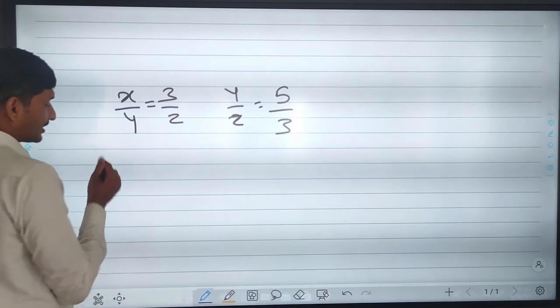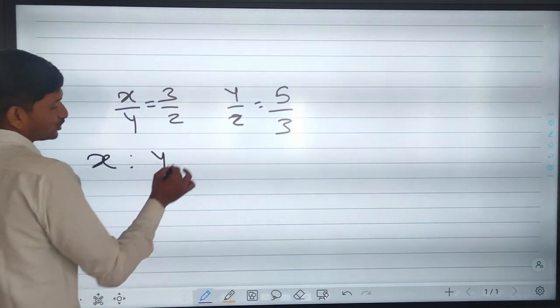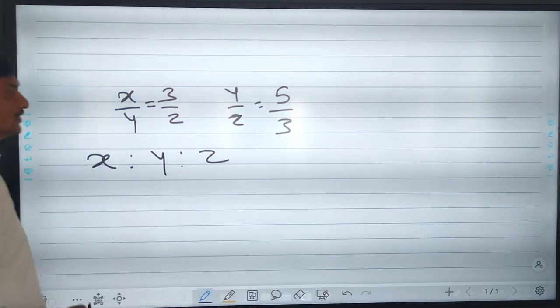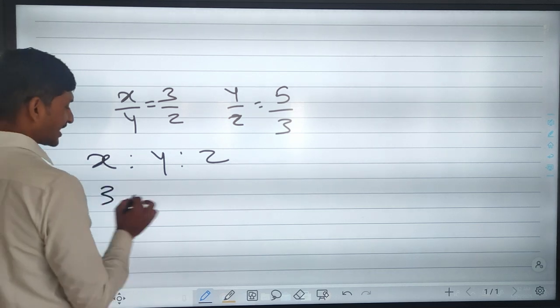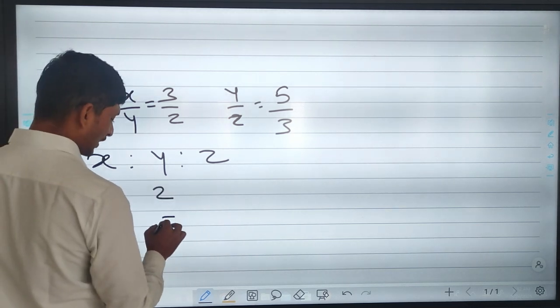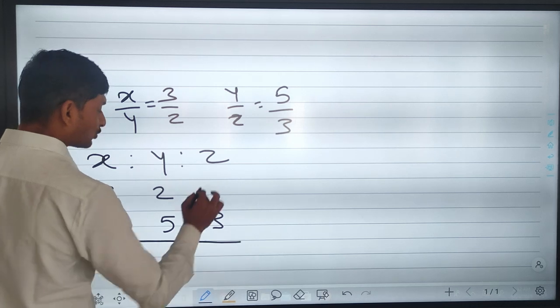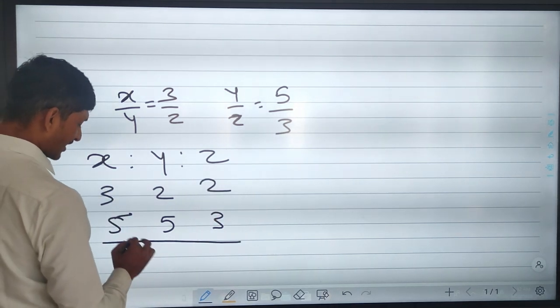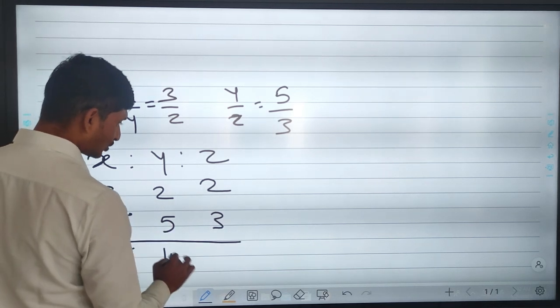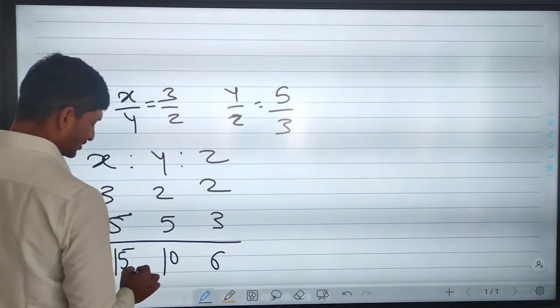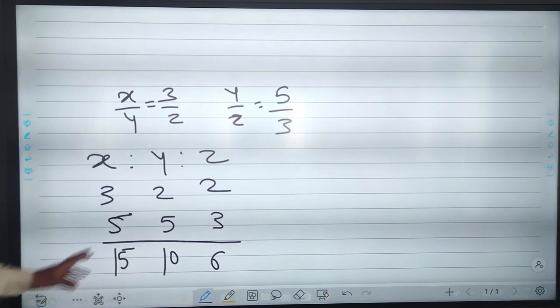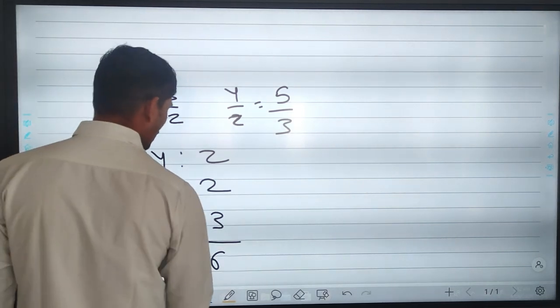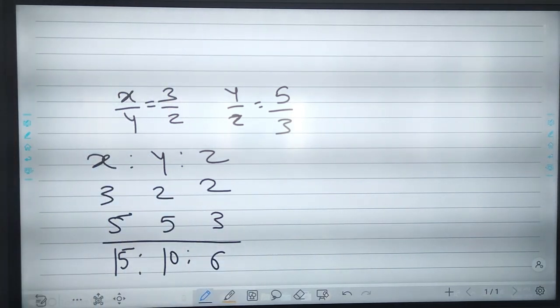Now here we find x to y to z. X to y is 3 to 2, and y to z is 5 to 3. Now here 2 is continued, 5 is continued. So x is equal to 15, y is equal to 10 and z is equal to 6. This is the ratio of principals, or ratio of sums.